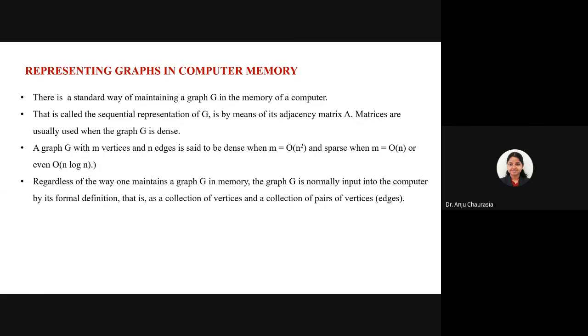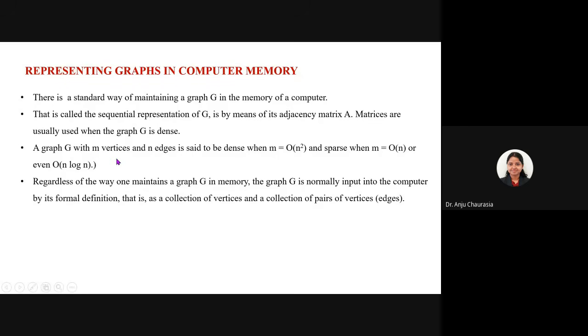Representing a graph in computer memory. Okay, I am able to prepare a graph with my pen and paper. So how are we going to feed these graphs into our computer memory? There is a standard way of maintaining a graph in the memory of a computer. This is called sequential representation of a graph, meaning using the adjacency matrix concept. We have to understand the adjacency matrix concept, with 0 and 1, and then we are going to feed these graphs into our computer memory.